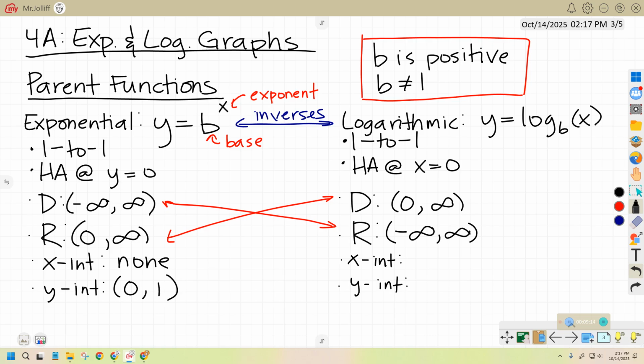Because when I take a number and I raise it to the 0th power, my answer is 1. Anything to the 0th power is 1. And now we're going to do some thinking. I know to get from exponential to logarithmic, I take y and x and I flip their positions. What happens to those intercepts? They flip, yeah. So the x-intercept was none for exponential. That means my logarithmic should have none for y. If my y-intercept for exponentials was at 1, my x-intercept for logarithms should be at 1.